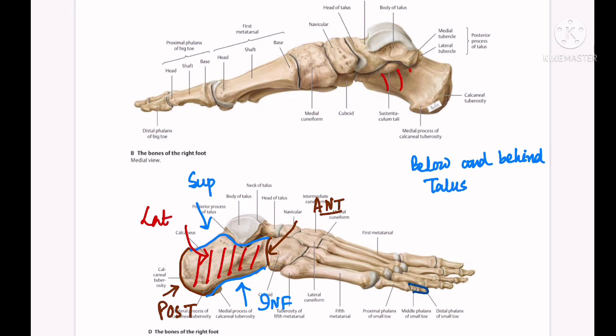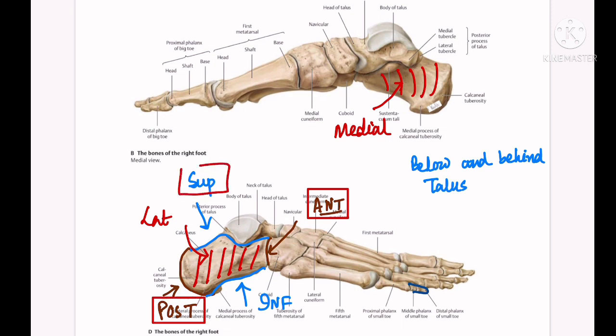Similarly, from the medial aspect, we can see the medial surface. So how many surfaces are there? Obviously there are 6 surfaces: anterior surface, posterior surface, superior surface, inferior surface, lateral surface, medial surface. So there are 6 surfaces in the calcaneus, which is the largest and the strongest bone of the feet.